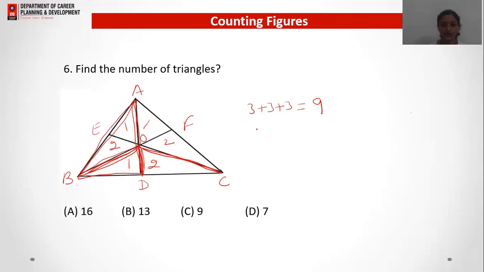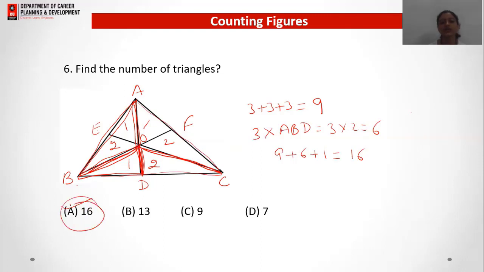Right, so we can write 3 into ABD. 3 into 2, that becomes 6. And the one larger triangle is also there. It means we need to add 1. So in total becomes 16. 16 triangles are there in the given figure. So option A will be the correct answer.